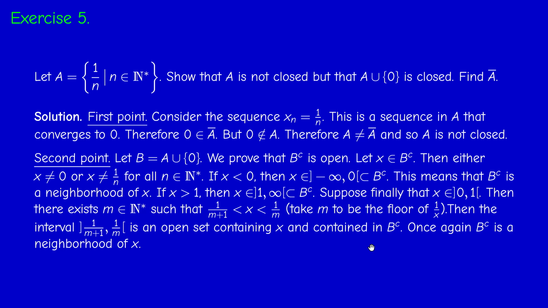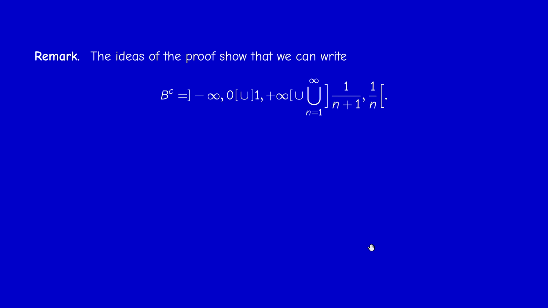And now, the ideas that we used in this proof show that BC can be written as the union of all these intervals. How do I prove that? Double inclusion. If an element x is in BC, it's either here or in one of these intervals. Conversely, all these intervals are contained in BC, so we have equality. And so this is another way of saying that BC is open.